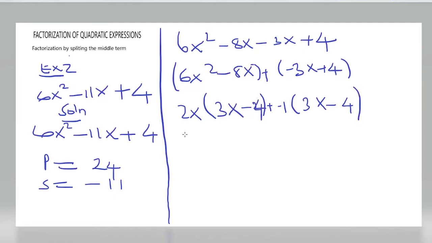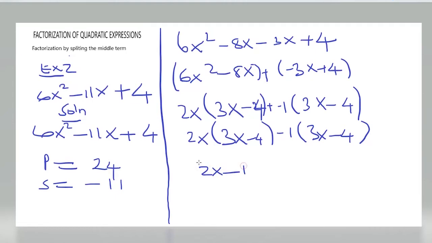Now add the values outside the bracket. For this case, I'm going to have 2x minus 1. Of course, this one will be equal to 2x, let's arrange it properly, minus 4, then plus times negative is negative 1, times (3x minus 4). Now the values outside the bracket will be 2x minus 1, then (3x minus 4). This is the solution.